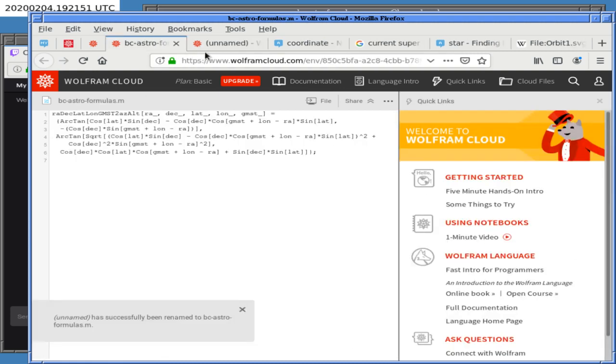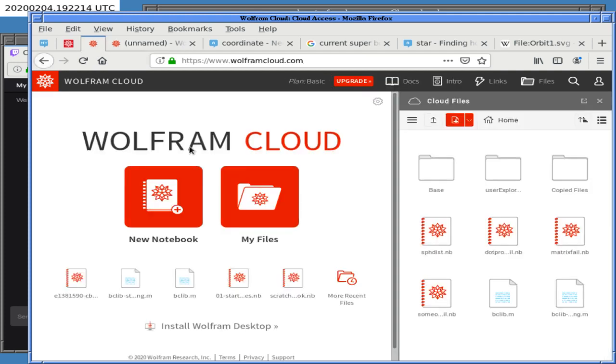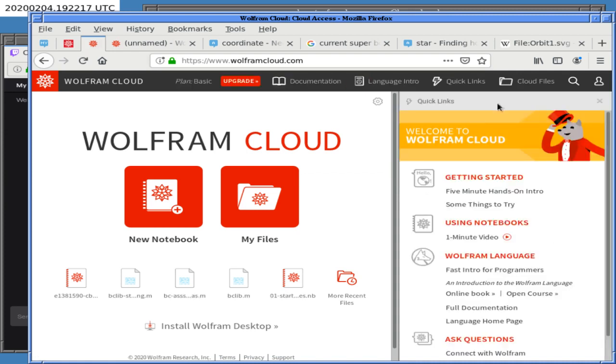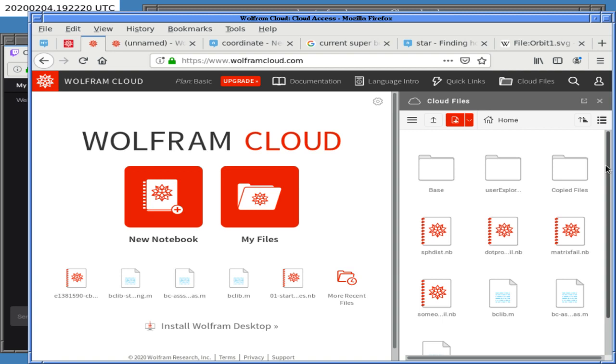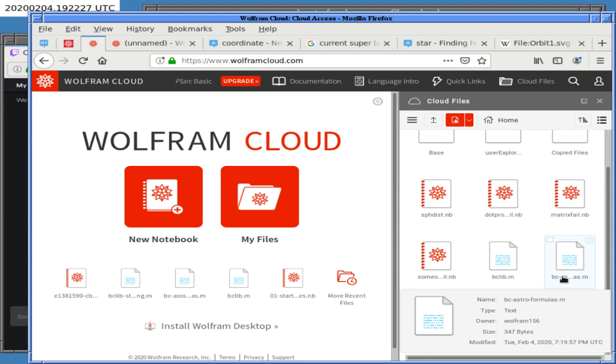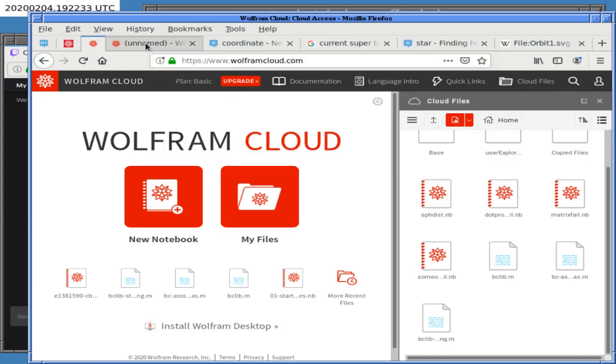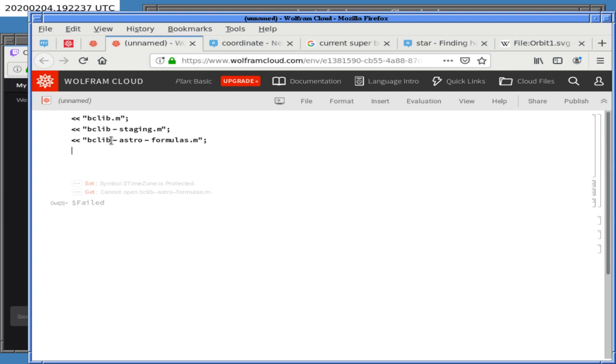Don't need this, don't need this. And now if I'm doing this correctly, and I reload this, well, isn't that special? All right, let's figure out what I did wrong. I probably just renamed it wrong. Oh, it's BC Astro Formulas. What did I name it here? Oh, I did name it BC Astro Formulas. Yep, always good to screw things up as much as possible. Okay.